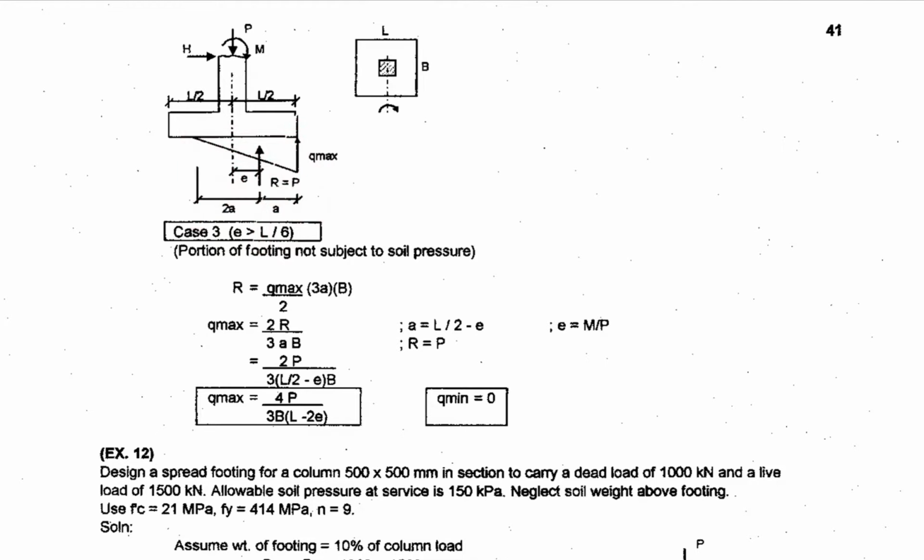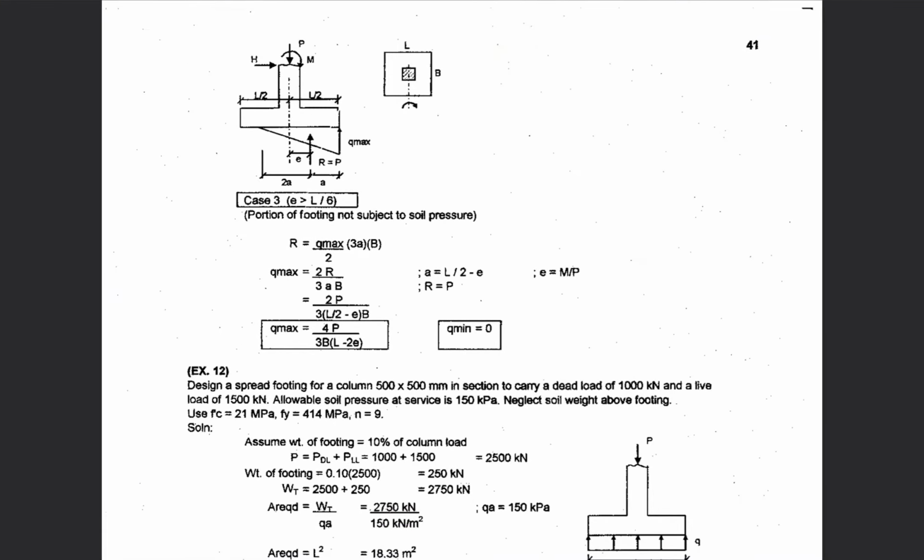Okay, so the formula now for the Q max, that is equivalent to 2 times R, where your R is equivalent to your P, and then 3 divided by 3A times B. So therefore your Q max is equal to 4P over 3B times L minus 2E, where your Q min, or the actual soil pressure, is minimum is equal to 0.